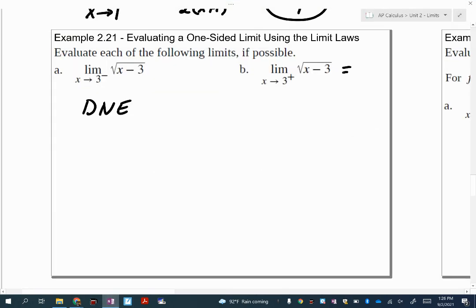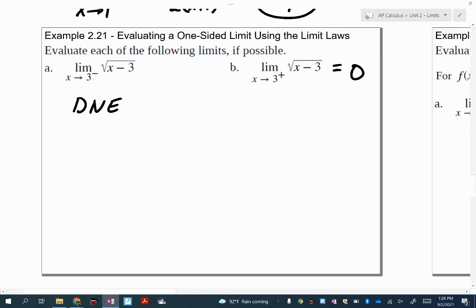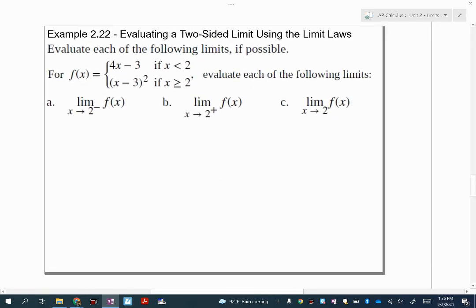So just something to think about when you're doing this. We haven't seen one like this yet. Just showing you it does matter if you actually have values in the function from that direction, if you will.